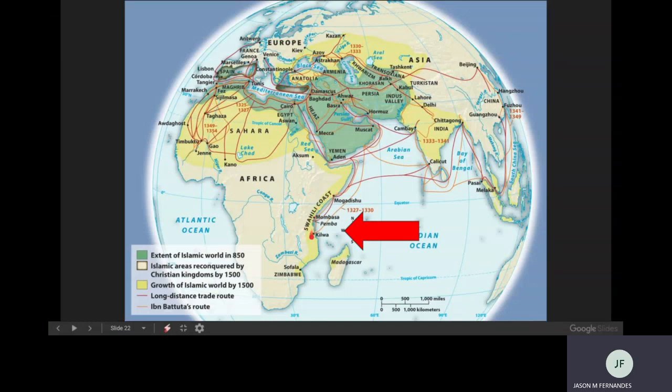And you get the Swahili culture, which is a syncretic culture, a blend of East African cultures and Arab cultures, and you get a new language that comes out of it, right? Swahili, which is a combination of Arabic and some of these East African Bantu dialects too.